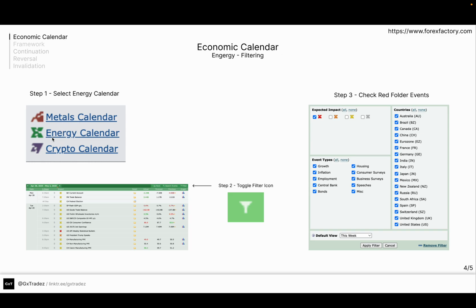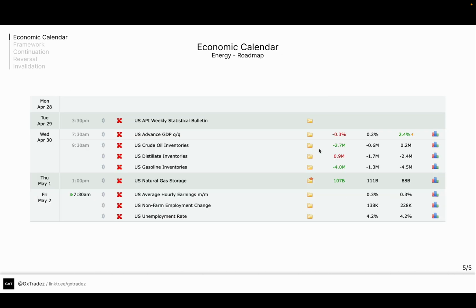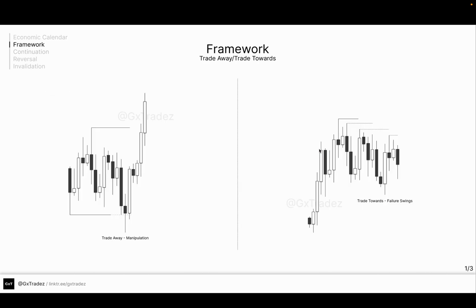But you're going to click the energy calendar here, and you're going to do the same thing. You're going to toggle this filter icon and unclick every checked box and apply the filter. You're going to have something like this. So this is your energy roadmap.